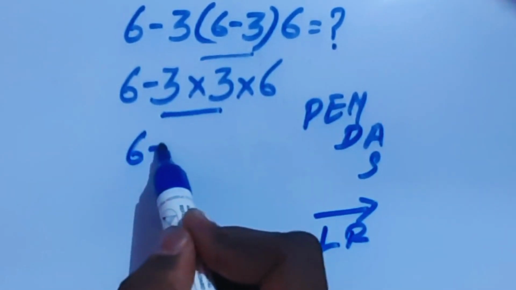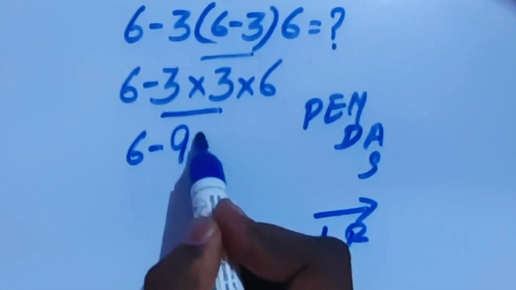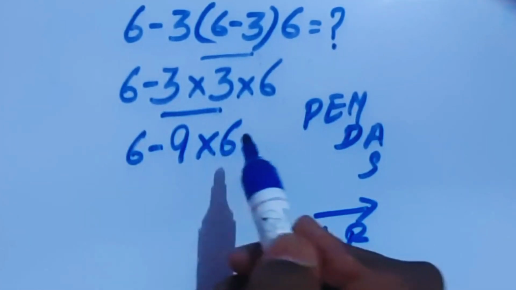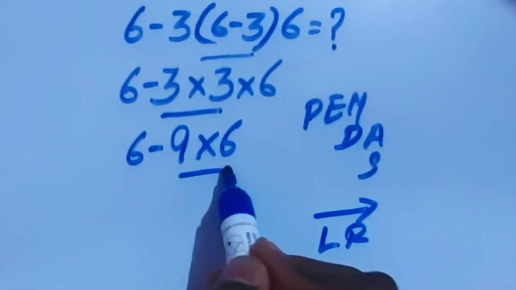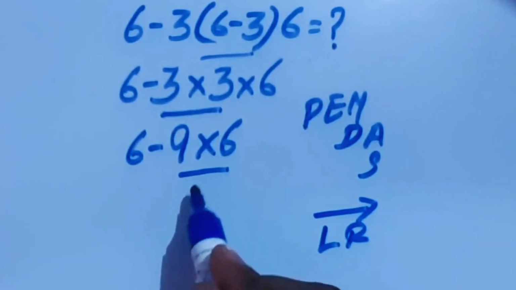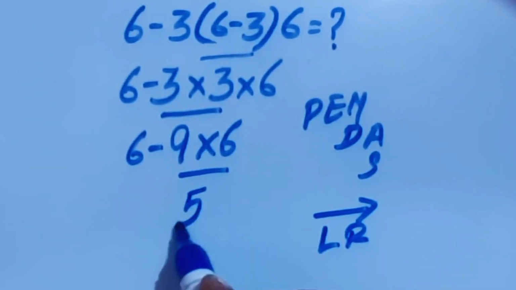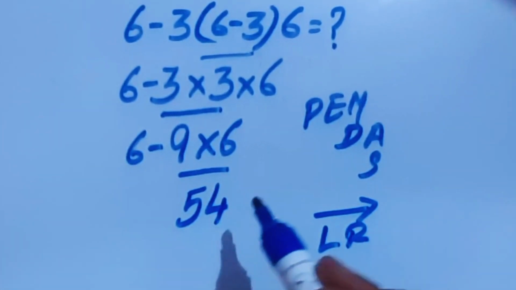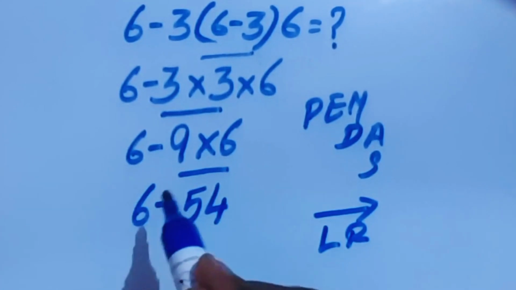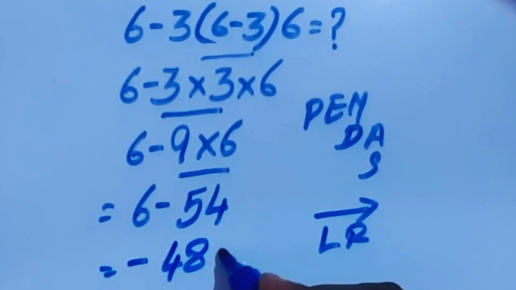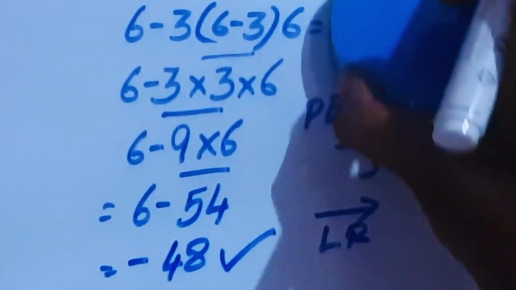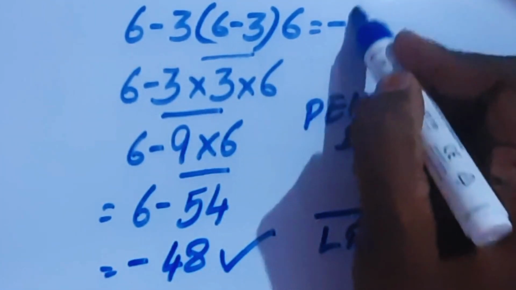So 6 minus 9 times this 6. Now we have one subtraction and multiplications. Multiplication is higher priority. Now this is 54 minus 6. Now minus, 48. This is the correct answer. So negative 48.